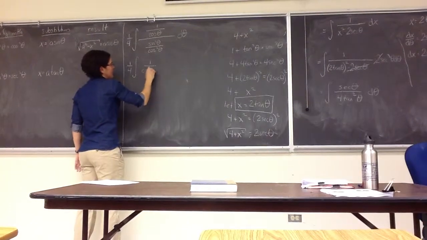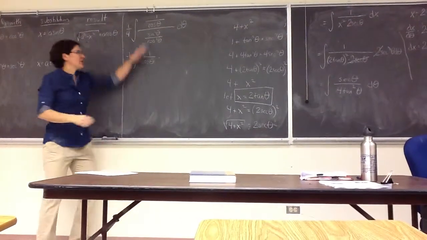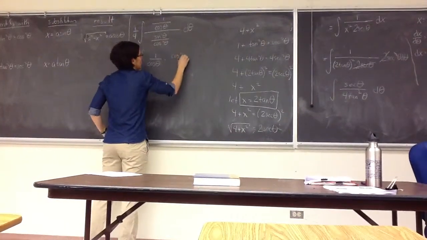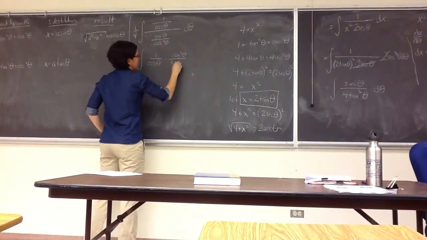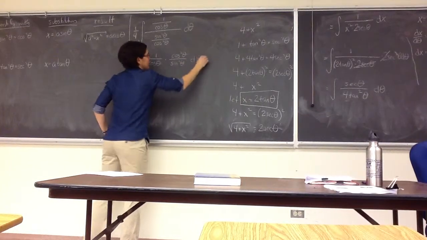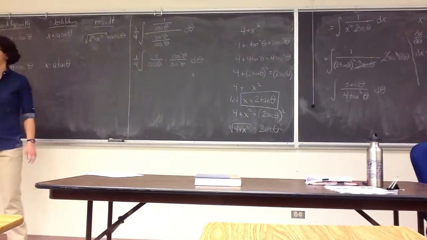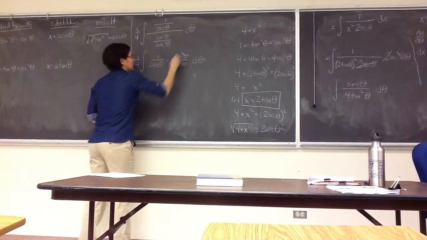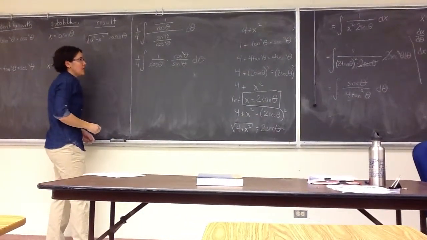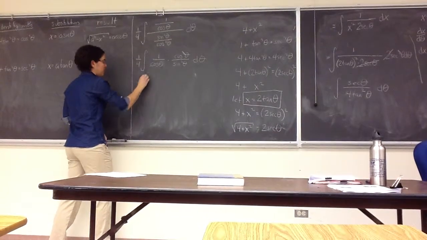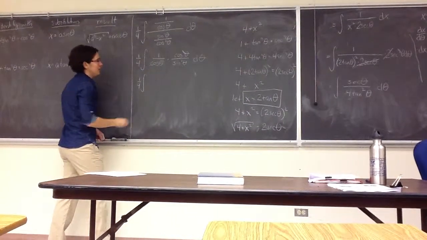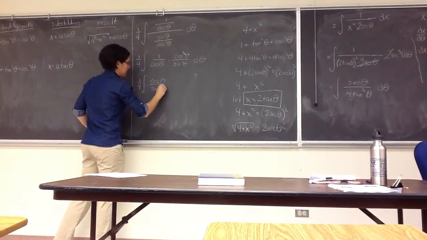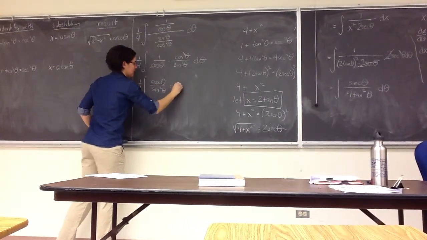Now, it does look like I've made this worse, but we can multiply by the reciprocal. And so we have 1 over cosine theta times cosine squared theta over sine squared theta, d theta. One of these cosines cancels. And we're left with 1/4 the integral of cosine of theta over sine squared theta d theta.